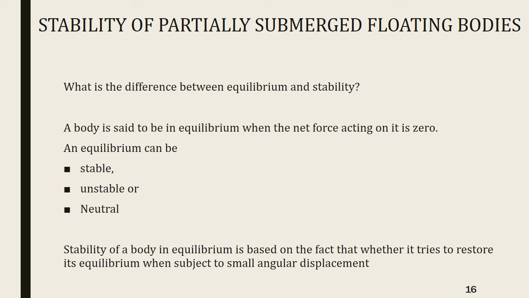Stability of a body is based on the fact that whether it tries to restore its equilibrium when subject to a small angular displacement. That is, when we are providing it with a small angular displacement, will the body try to come back to its original position, or whether the body will overturn, or whether the body will remain where it is. All this gives us the condition of stability. Now we will be looking into more detail about the stability conditions.